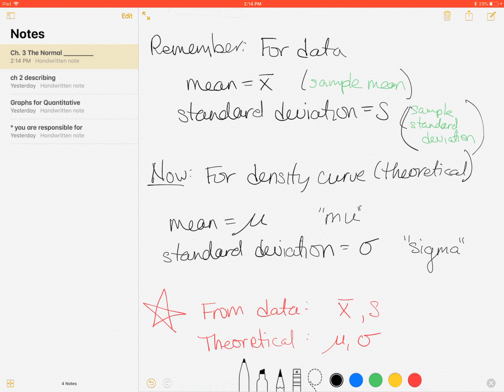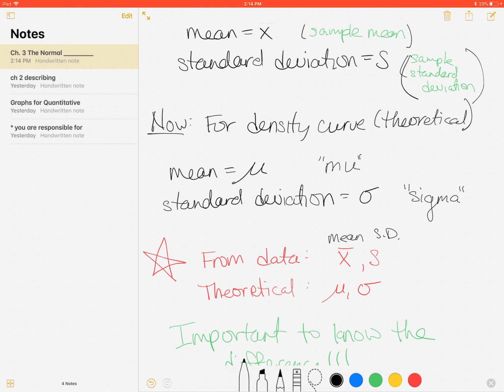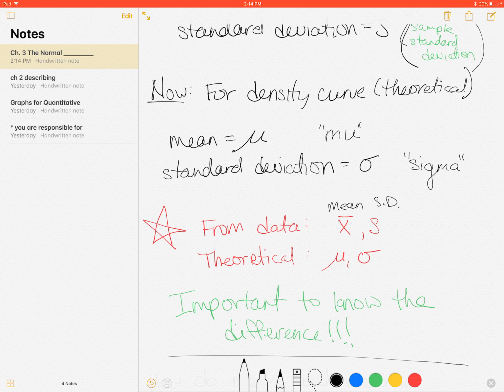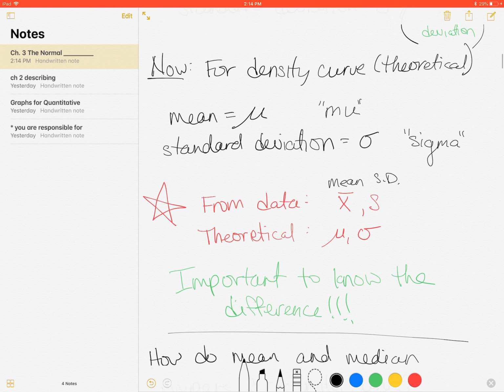Okay, so please, please, please, if it's from data, the mean is x bar, and the standard deviation is S. If it is from a theoretical distribution that we don't really know about, the mean is mu, and the standard deviation is sigma. Theoretical is Greek letters, almost completely. Data is regular letters, American, English, whatever. So, this is going to be very, very, very important to know the difference. So keep that in your mind.